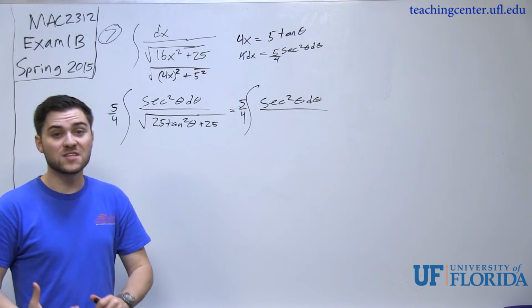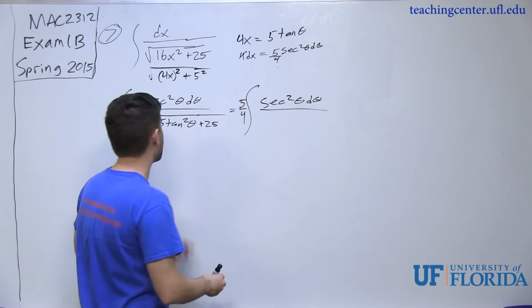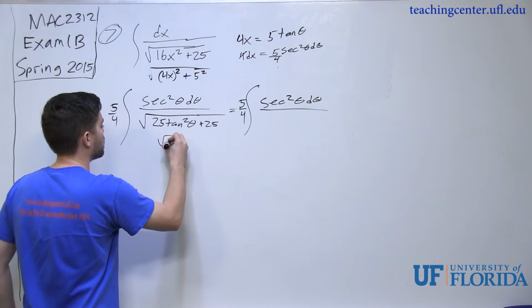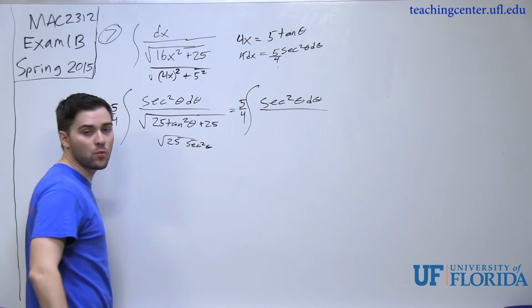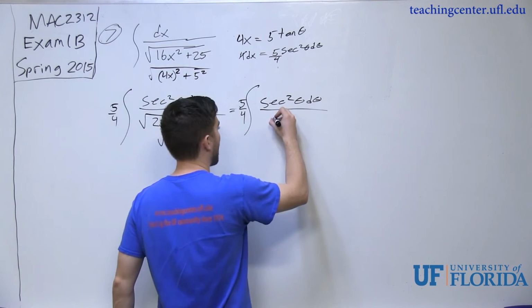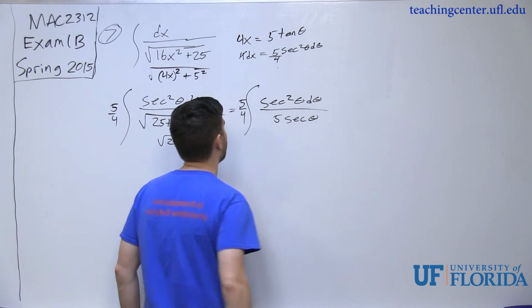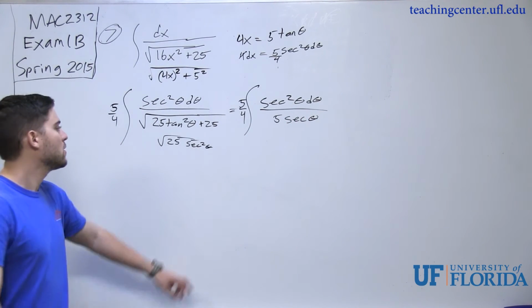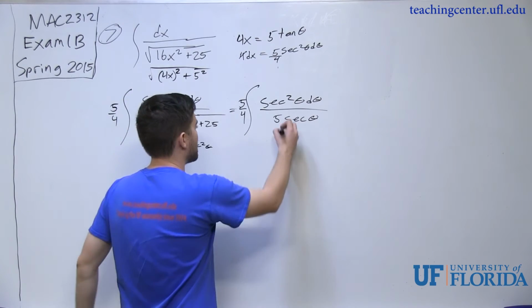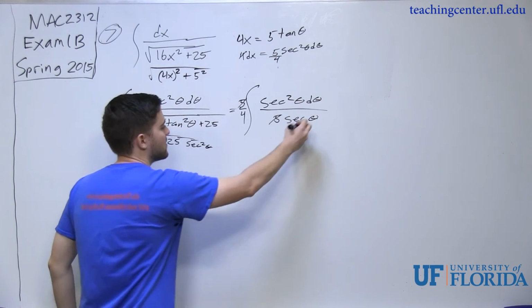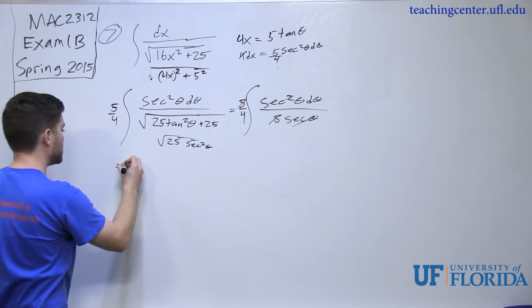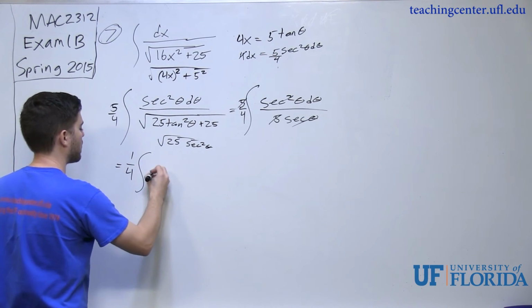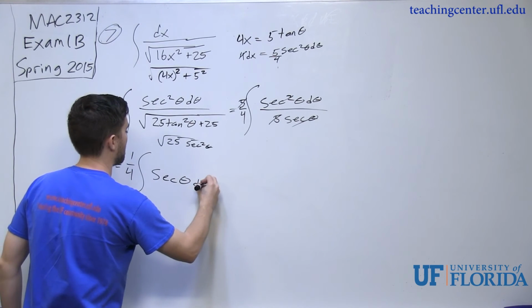Tan squared theta plus 1 is equal to secant squared theta. So I end up with the square root of 25 secant squared theta, which if I take the square root of that, I end up just getting 5 secant of theta. Okay, so now I can cancel some terms out. This 5 and this 5 cancel. This secant and this secant cancel. So it looks like I'm left with just a 1/4 integral of secant theta.